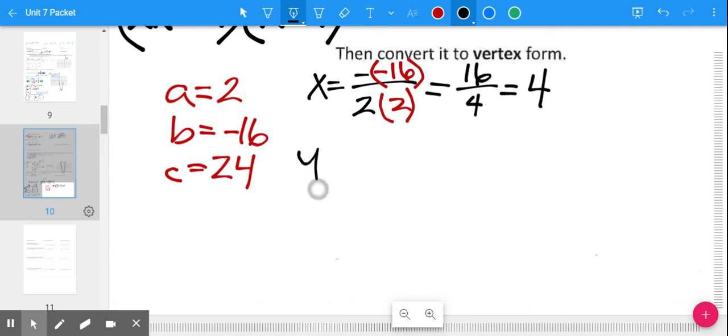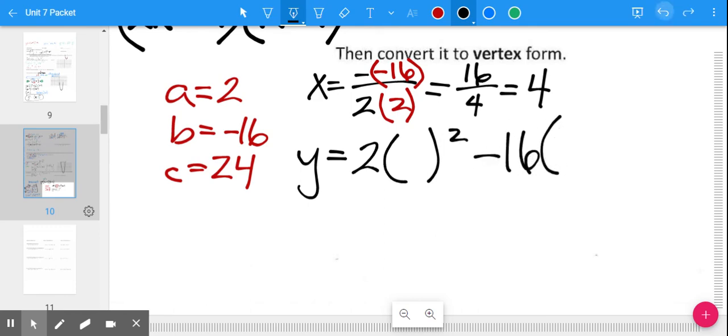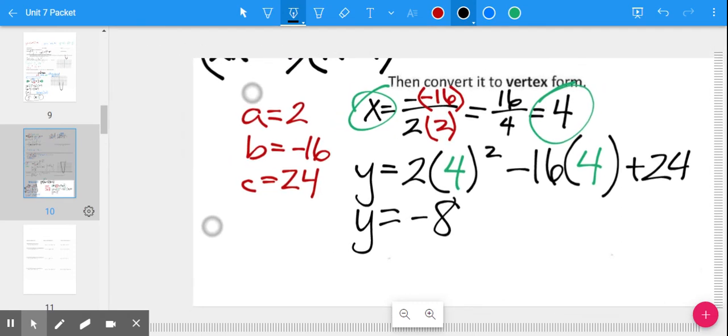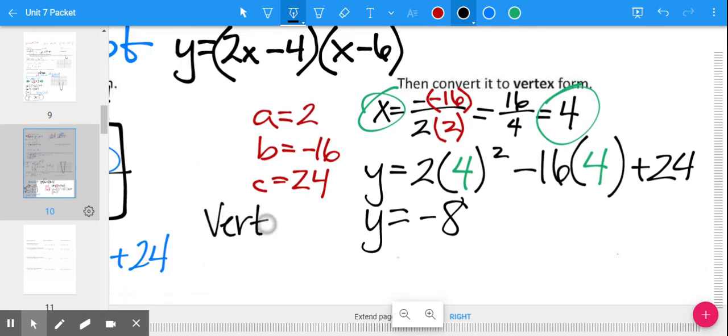So now we can plug it back in to find the y value. We have 2x squared minus 16x plus 24. So we just found out that the x value of the vertex is 4, so we're going to plug in a 4 in both places, and we find out that y equals negative 8. So now that we know our vertex is 4, negative 8, we can plug it back into our formula.